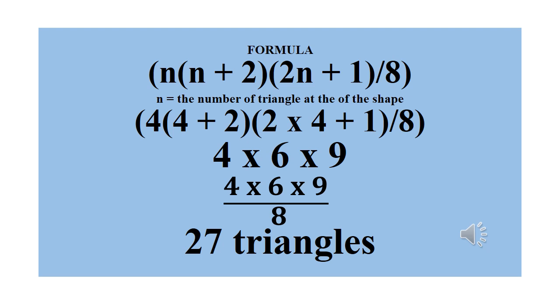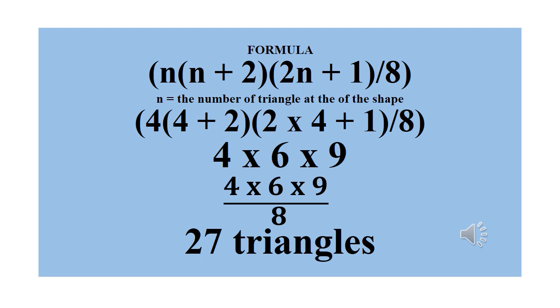Now we talk about using the formula. The formula is open bracket n into bracket n plus 2 close bracket, open bracket 2n plus 1 close bracket, all divided by 8. So here we have n as the number of triangles at the base of the shape. How many triangles do we have at the base of that shape? We have 4 triangles. The 4 triangles will represent our n, so you plug in 4 as the value of n.